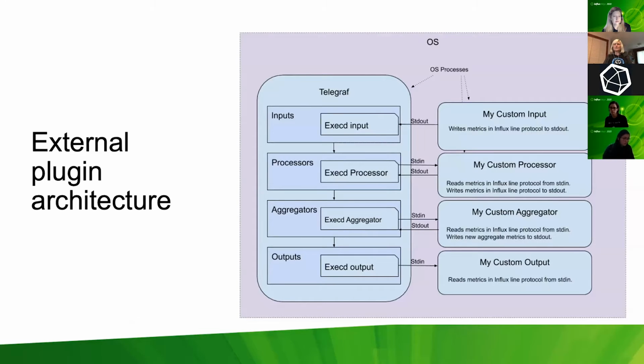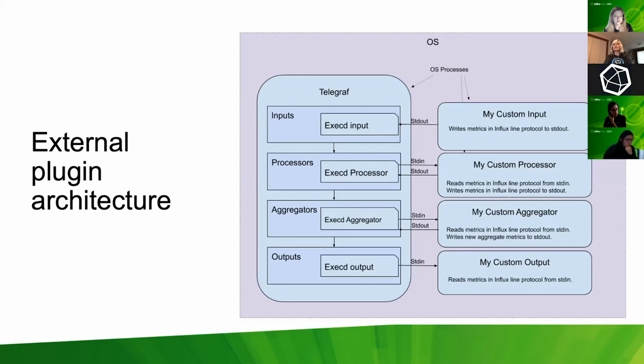So let's look in a little more detail as to exactly how this external plugin architecture is designed. From the Telegraph perspective, I've got the Telegraph process there on the left. It's configured to have input plugins, processor, aggregator, and output plugins. And the execd is simply another input plugin. What's a little different about the execd input plugin is that it's reading standard out. So in this example, I have a separate process, my custom input, and in that separate process, I'm writing metrics in Influx line protocol, and I'm just writing them to standard out.